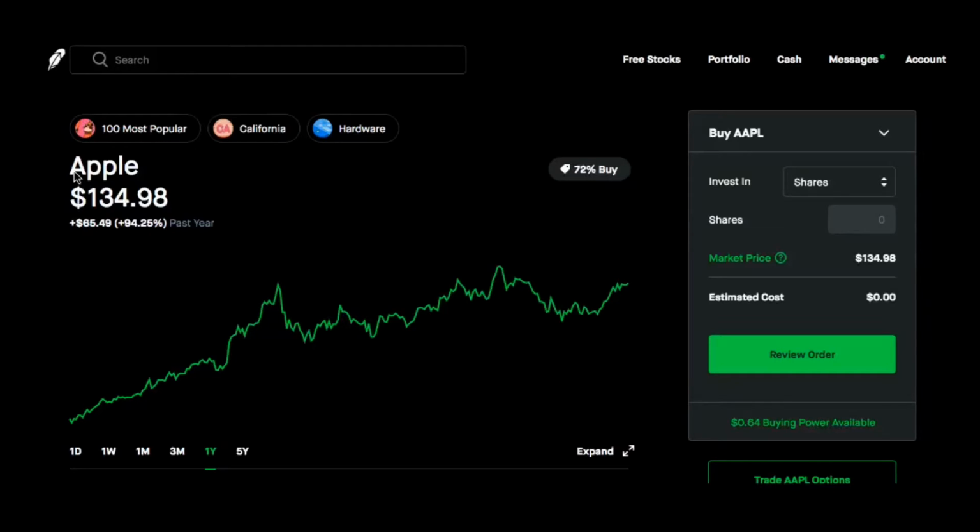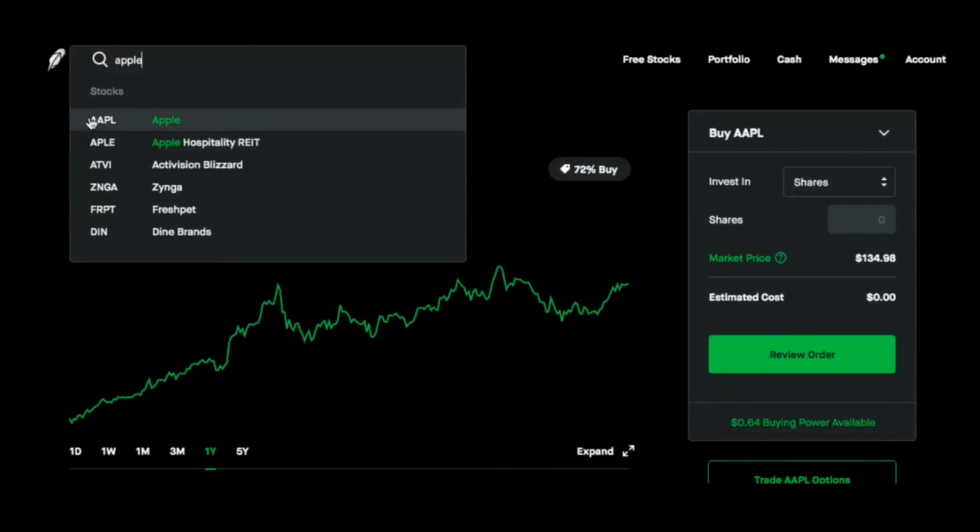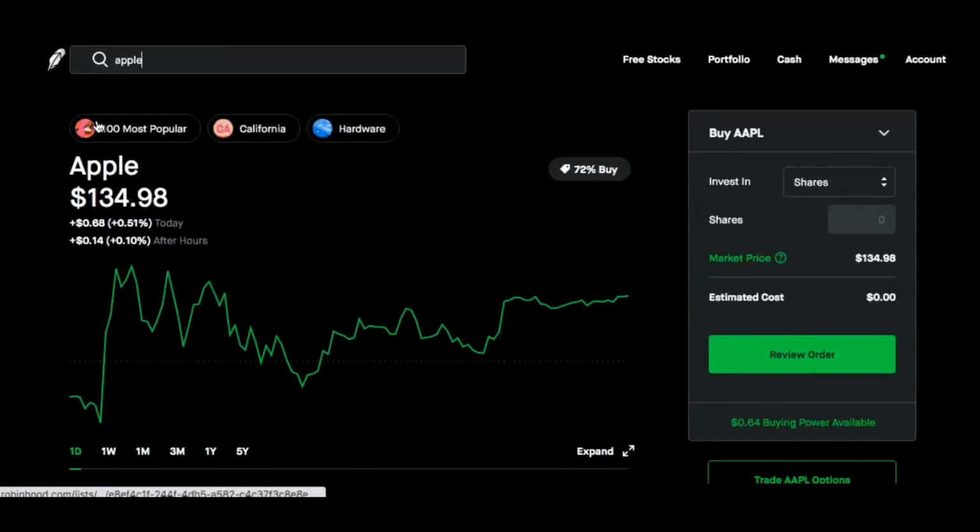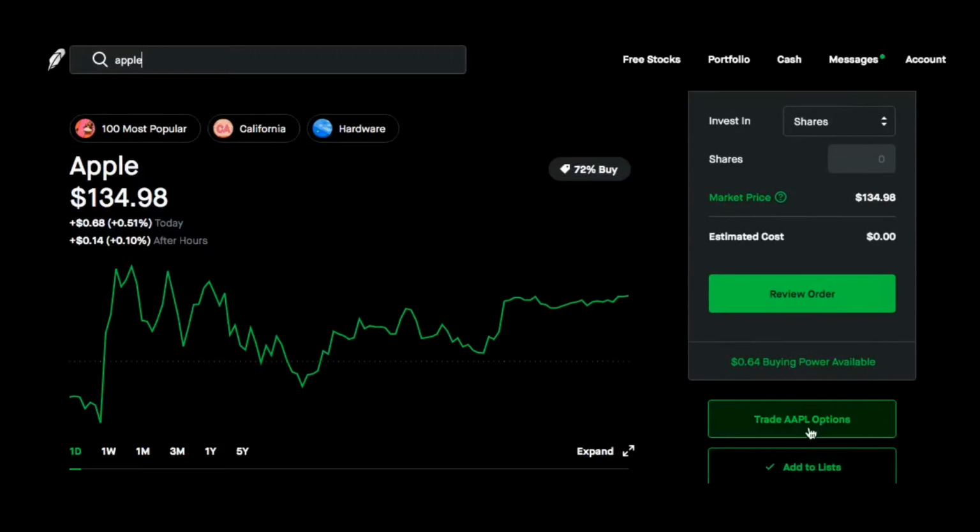I'm going to explain contracts a little bit, and I'm going to talk about Apple because this is my favorite stock to buy, and the options they give are really good. If you want to buy options, you write the stock you want to buy options for, and here in this example I'm buying for Apple. So you write Apple, then you go to trade Apple options.